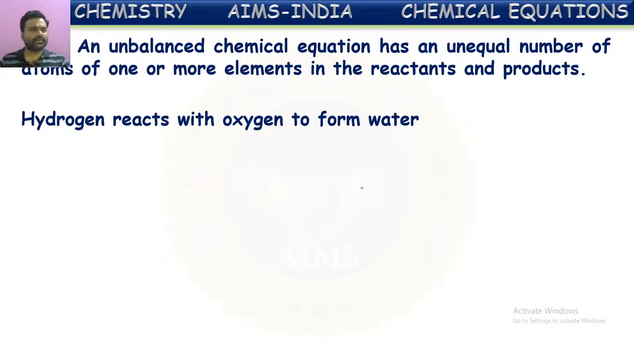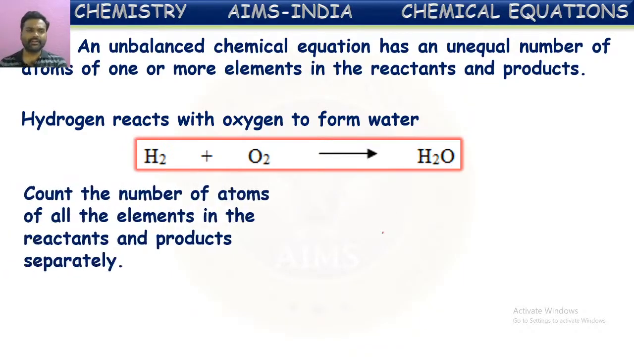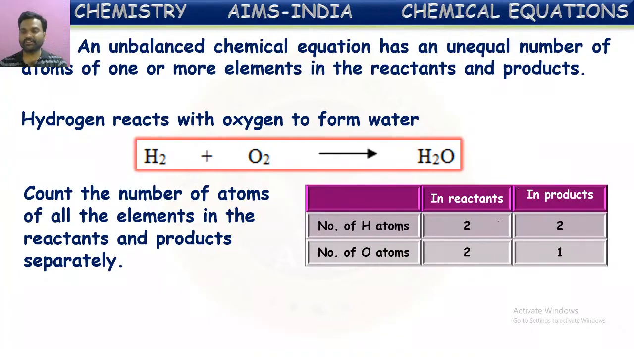Let us consider one example. The reaction of hydrogen reacting with oxygen to form water. We know the equation for this will be like this: hydrogen reacting with oxygen to form water molecules. Count the number of atoms of all the elements on the reactant side and product side separately. If you take a tabular column, the number of hydrogen atoms on the reactant side, in H2 molecular form, is 2.